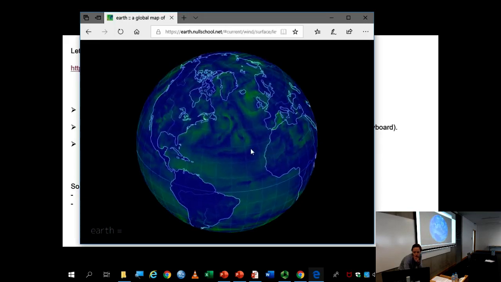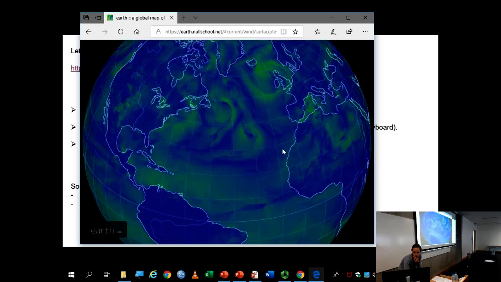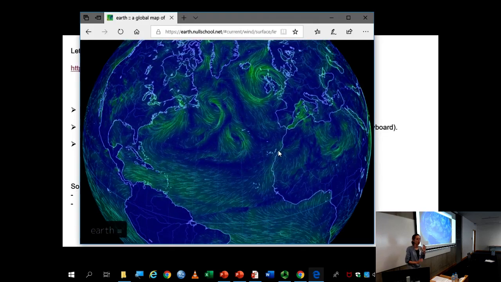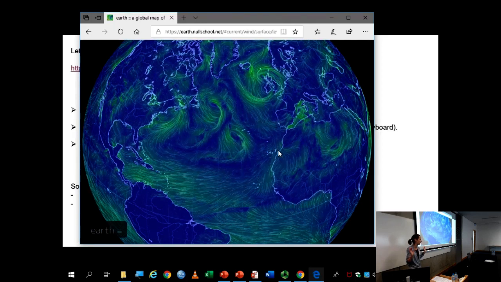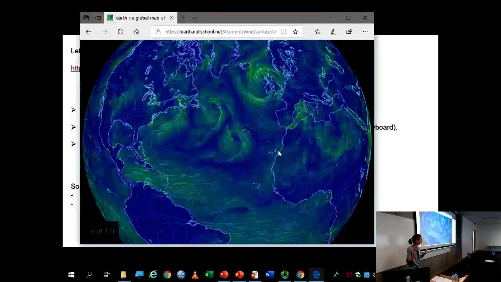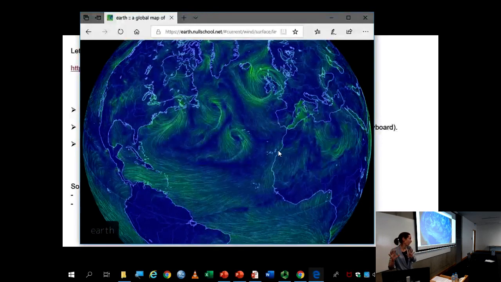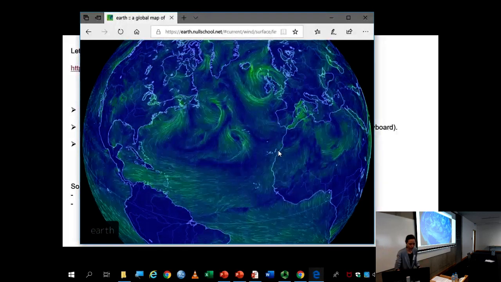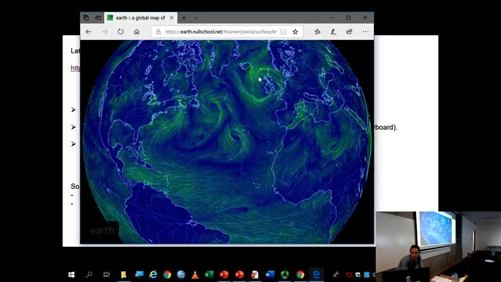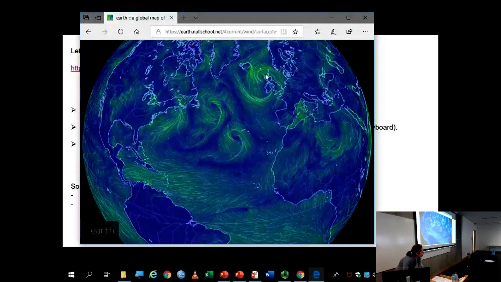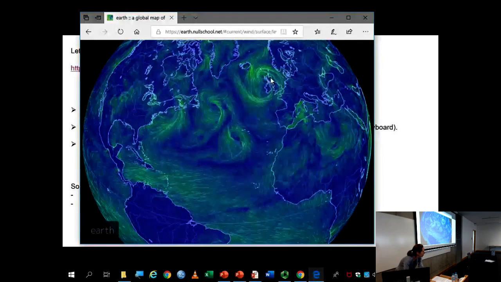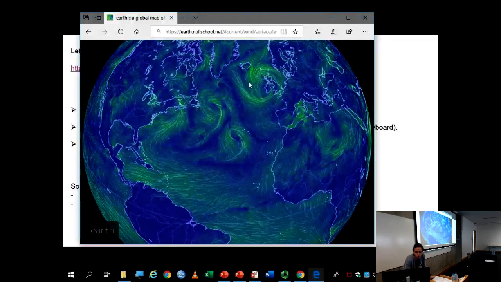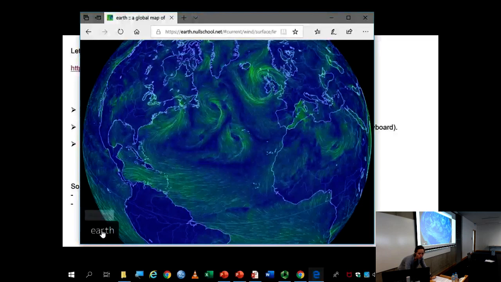I'll go to the North Atlantic. This shows you a model of the wind anywhere on the planet, live. So this is the wind now modeled for the entire globe. You can see there's a mid-latitude frontal cyclone sitting over Scotland at the moment. This is a great resource to actually show things visually to your students. What you can also do is go back in time.